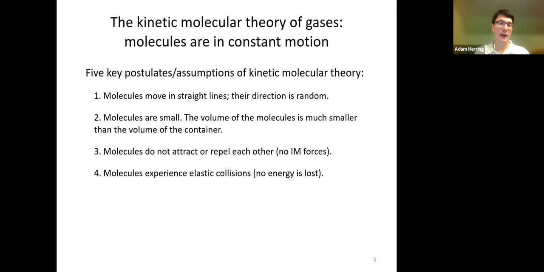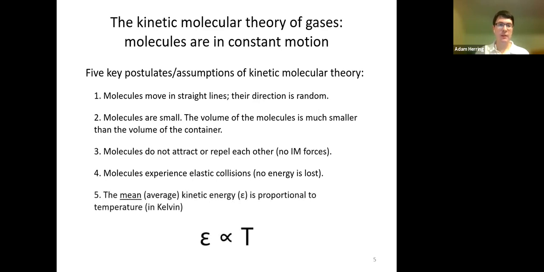When molecules collide, those collisions are elastic, or in other words, no energy is lost to the environment in terms of heat or sound. Now, we know that this isn't actually the case, but it's a good assumption to start with, especially when we deal with gases that we are going to term ideal. Then finally, the average kinetic energy is going to be proportional to the temperature of that collection of gas particles. And that temperature, of course, is going to be measured in units of Kelvin.